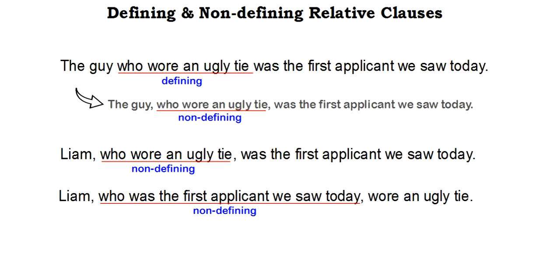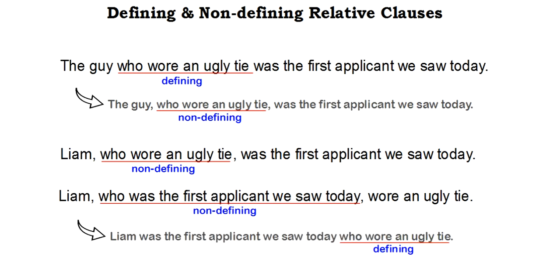Often the same thing works the other way around. If you look at the last example, I'm going to change that into a defining clause, and it sounds very strange, but it's possible. Liam was the first applicant we saw today who wore an ugly tie, meaning we saw many applicants today wearing ugly ties, but Liam just happened to be the first. It's a very strange sentence, but it's possible. So some sentences just sound better defining or non-defining, depending on the information.